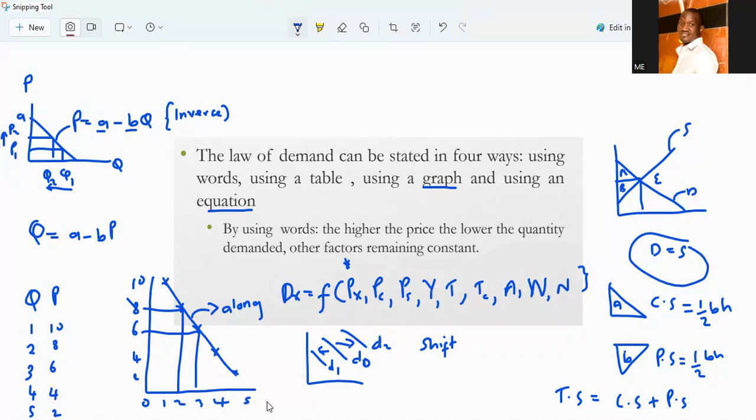We should now learn how to sketch these diagrams. So how do we sketch the demand function? How do we sketch the supply function in that regard?